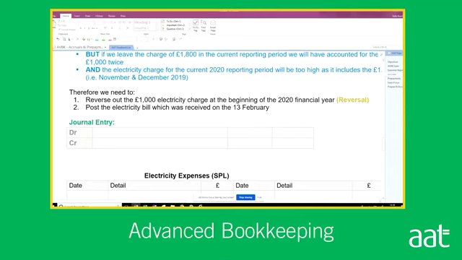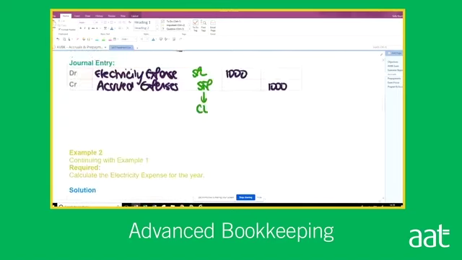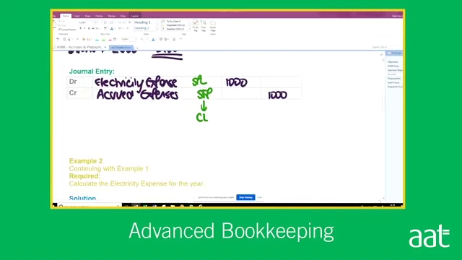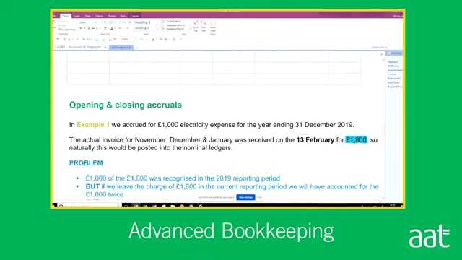Okay then, so let's have a look at what we need to do. First of all, I'm going to deal with the reversal. So if I just go back, there's my journal entry. I'm reversing it. I'm going to debit the accrued expenses and credit the electricity expense. All I'm doing is reversing out that journal, but it's the 1st of January 2020 that I'm going to be doing it. Okay, so let me go and do this.